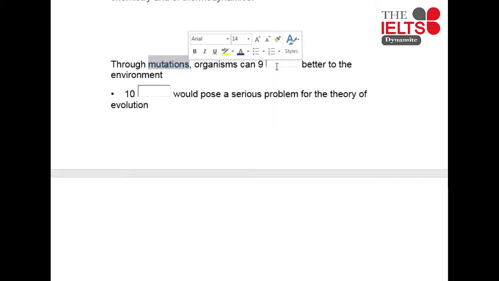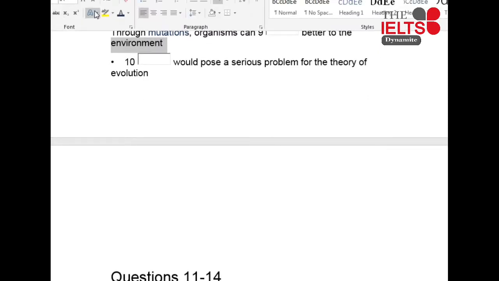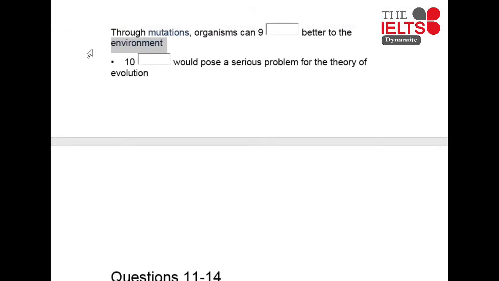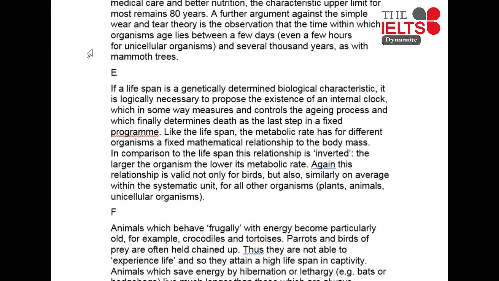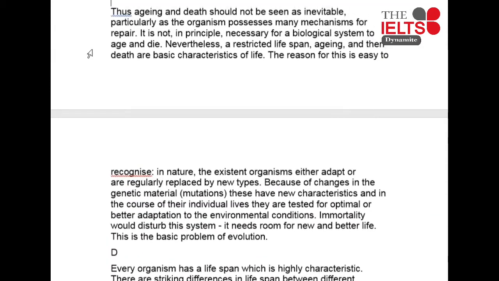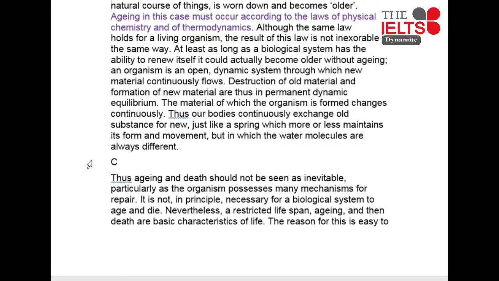Okay, mutations, organisms can something better to the environment. So environment here, another clue. So I need to look for these two clues in the passage. Let us go and see. So it's mutation and environment. Let's see how. Where are they?